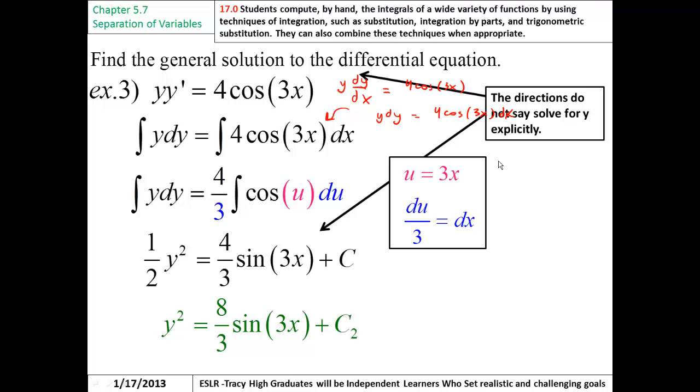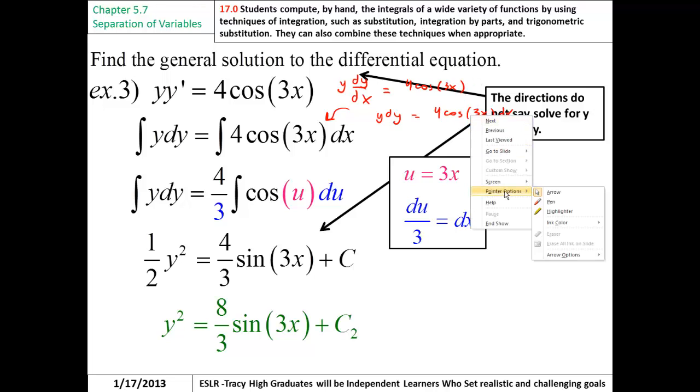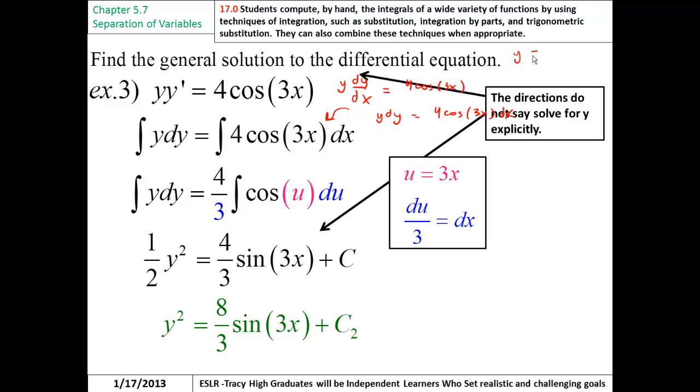But the directions do not say to solve for y explicitly. Before it said to solve for a solution y equals f of x. We kept seeing that, y equals f of x, y equals f of x. But it does not say it here. And so that means that you don't have to have y equals something full of x's. You can leave it like this.